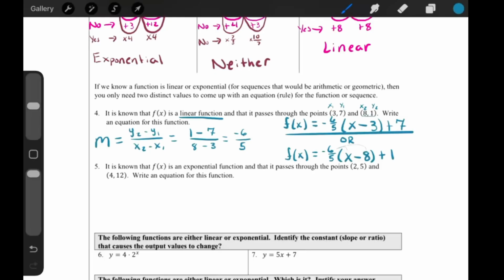Okay, let's do this again with number 5. It is known that f of x is an exponential function. So we are looking for an exponential function here.